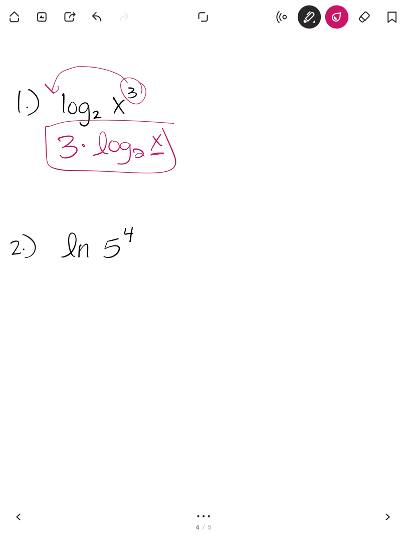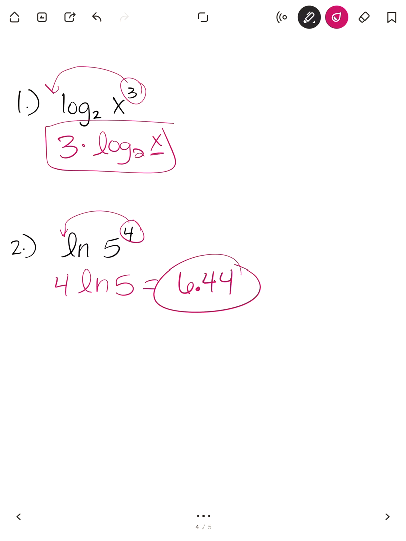This next one, the natural log of 5 to the 4th power, I take 4, I bring it out in front, natural log of 5. And now I need to evaluate because I do not have any variables. So 4 times the natural log of 5, let's round to 2 decimal places. And when we do that, we get 6.44. I said 2 decimal places, so that would be our final answer.